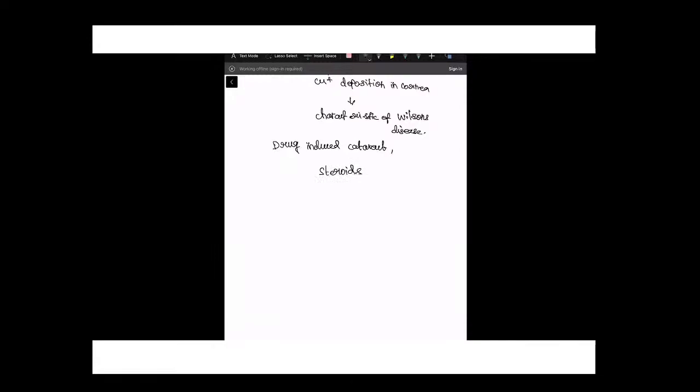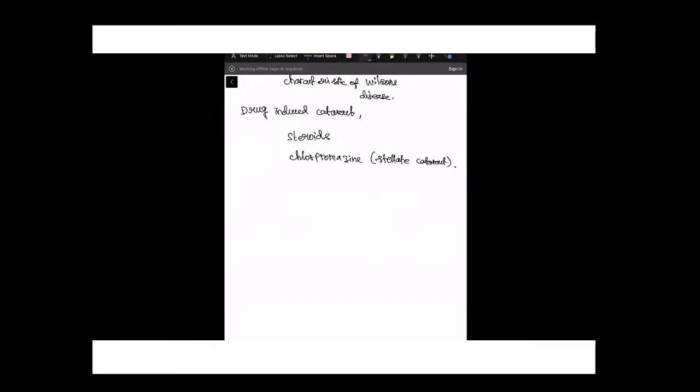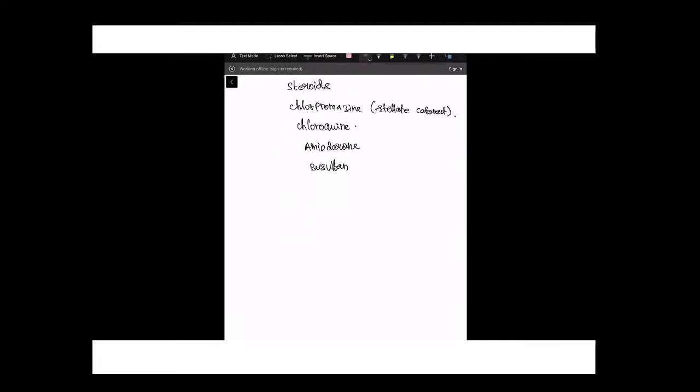Steroids, chlorpromazine. Chlorpromazine usually causes a stellate cataract, a cataract in the shape of a star. Chloroquine, amiodarone, busulfan, penicillamine, gold, ethyl phthalate.